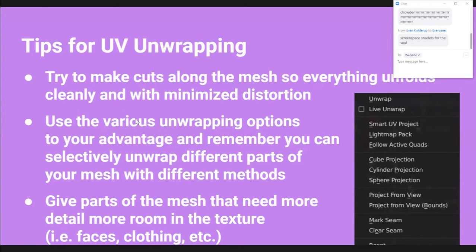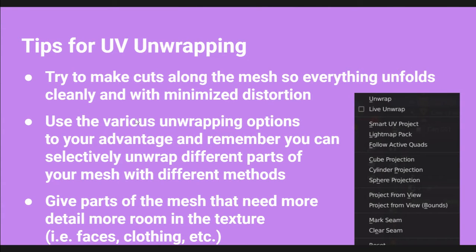And before we hop into Blender, here are some quick tips to keep in mind when you're doing your UV unwrapping and mapping. You want to make cuts along the mesh so it will unfold cleanly with minimized distortion. You want all your faces to be the same proportional size that they are on the mesh when they're laid out flat. And you also want things to unwrap in a way where you don't have a lot of curvature, so it's easy to draw on it.